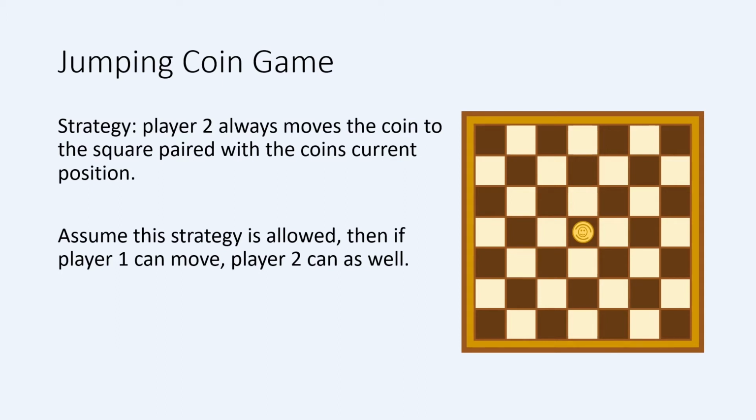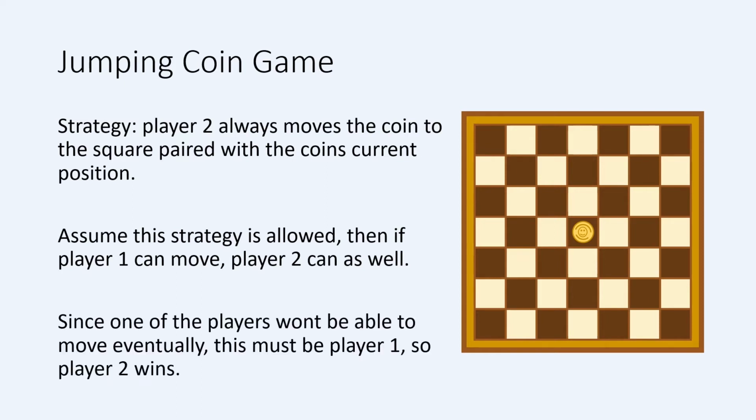Since one of the players must be unable to move eventually, we conclude that this is player 1, since if player 1 has just moved, player 2 can also move to the paired square. Now we just have the not insignificant task of proving that the strategy is valid.